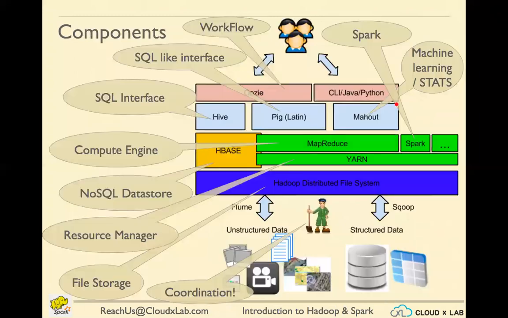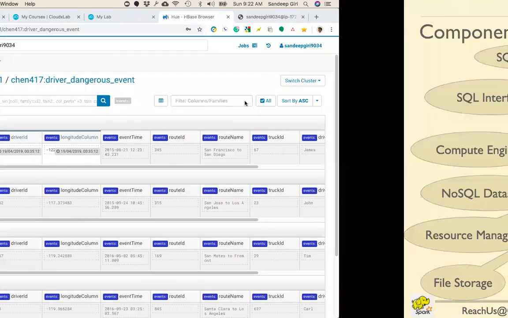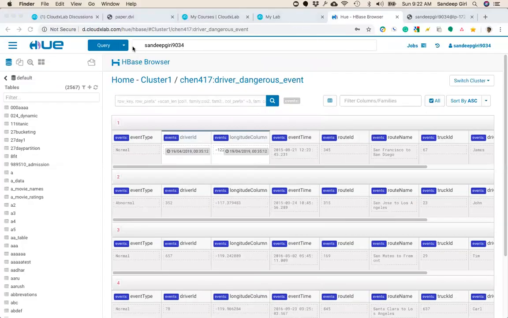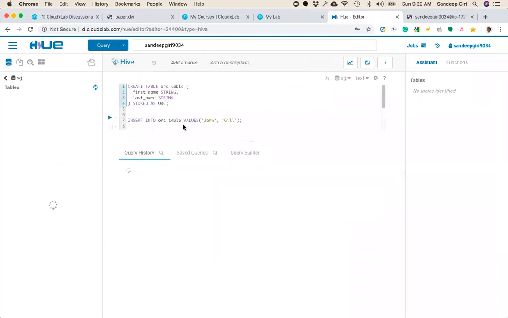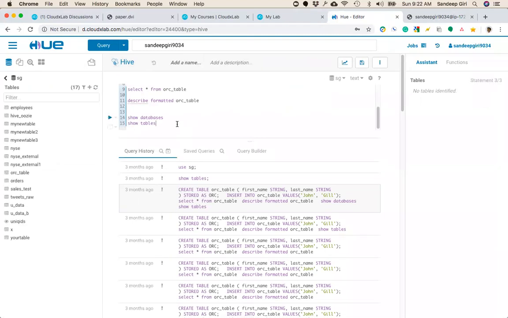You can interact with any of these components, either the command line, like the Hive case. I'll just show you Hive. So Hive I missed here. You could just go here and click on query, and you can see that I have been able to execute the queries, right? So I can just say show tables.